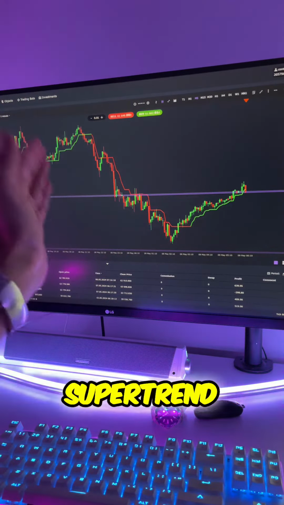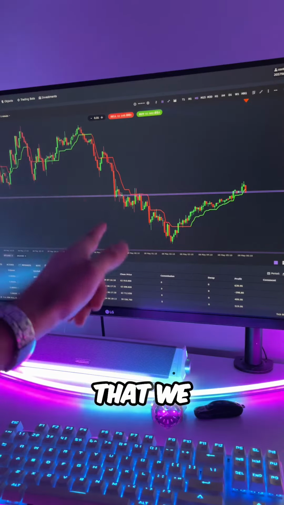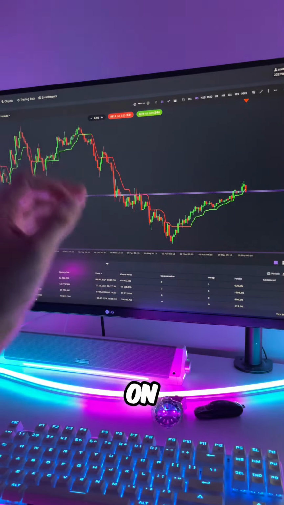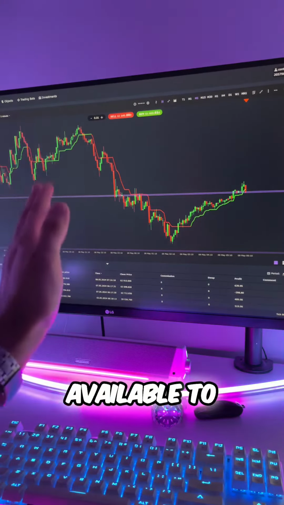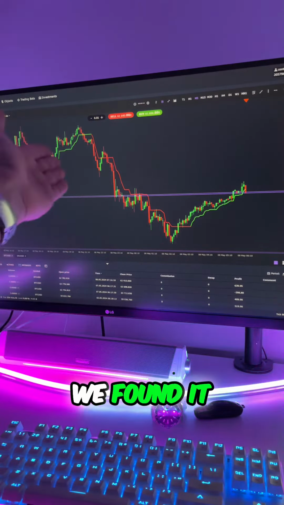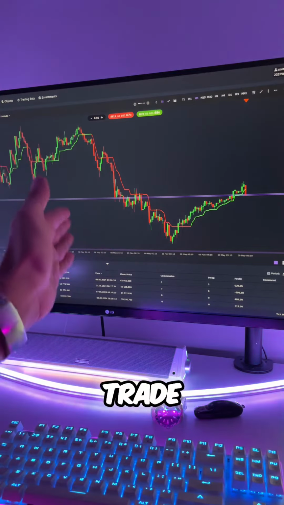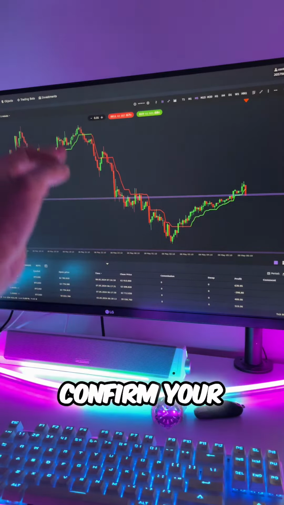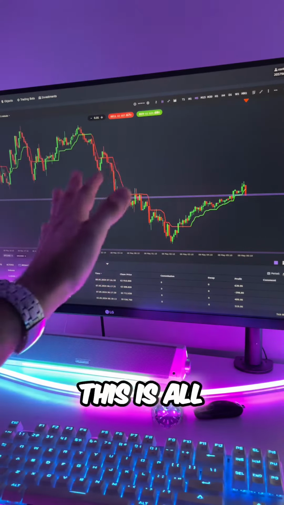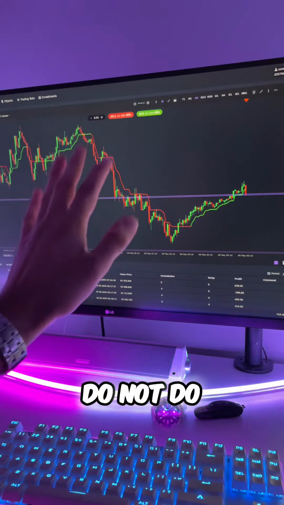We were using this Supertrend indicator for years that we custom built with the range bars on institutional grade software, but it was never available to the public until we found it on Abbado.com. So stop wasting your time and use the Supertrend indicator here. It's the only way to trade with the range bars mixed with the daily bar and the range bars to confirm your entry and exits. This is all you need. Do not do anything else.